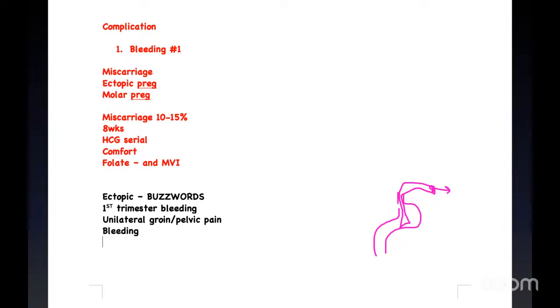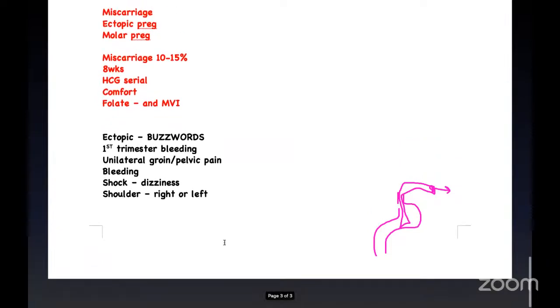They may show signs of shock, right? They may have dizziness, they may be hypotensive. The pain can also go to their shoulder. It does not matter, it can go to the right or left, depending on which side they have pain. Either the left side, you go to the left shoulder, or the right side, you go to the right shoulder. But these are four things you should know: first trimester bleeding is one, groin pain, pain going to the shoulder, and they may have signs of shock. So that's the key. They may trap you with ectopic pregnancy.